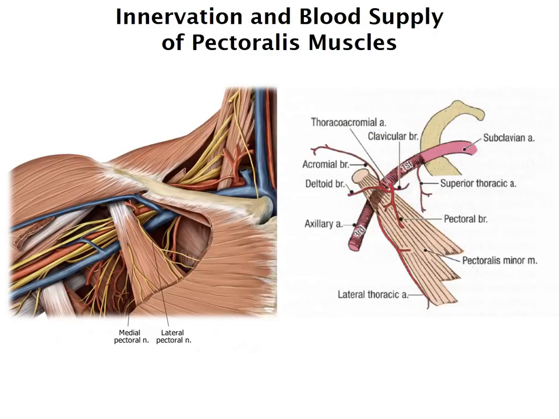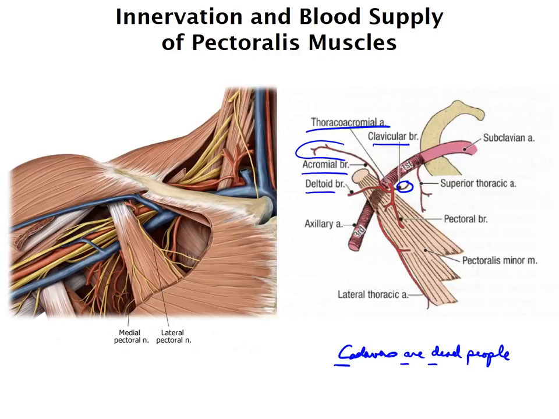Remember the saying, cadavers are dead people. This saying will help you to remember the regional distribution of the branches of the thoracoacromial artery. The C in cadaver stands for the clavicular branch, shown here. It's very small. The A represents the acromial branch headed toward the acromion of the scapula. The D represents the deltoid branch heading toward the deltoid muscle. And lastly, the P represents the small pectoral branch coming down onto the pectoralis minor and even onto the pectoralis major.